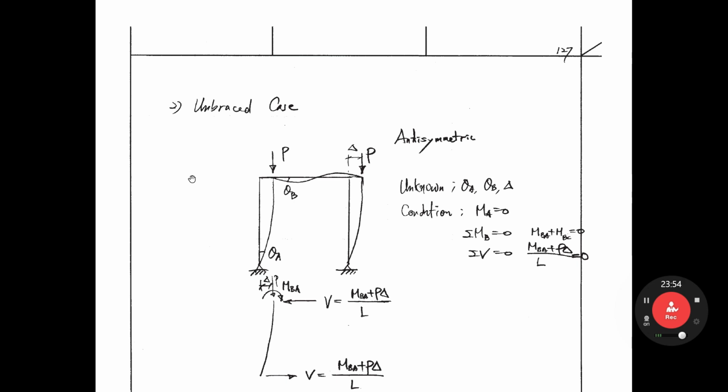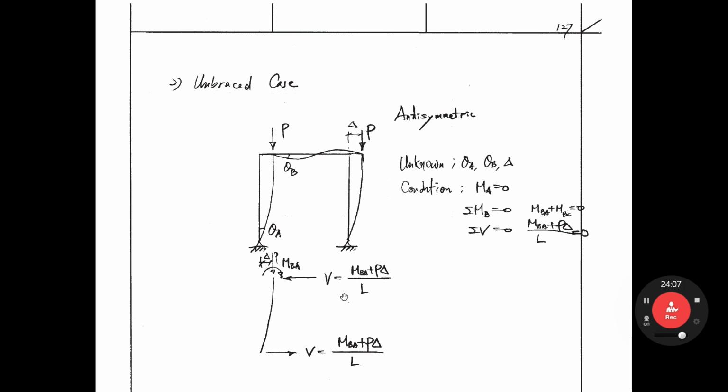Why? There is no lateral load here, so we don't know any shear force here. If we consider this, the shear force can be calculated. If P here and MBA here, then if you take the moment here, clockwise MBA, P delta, right? And minus V times L, right? Equal 0 from equilibrium. From that equation, the shear force equals MBA plus P delta over L.